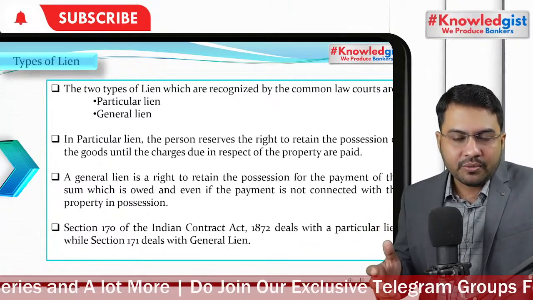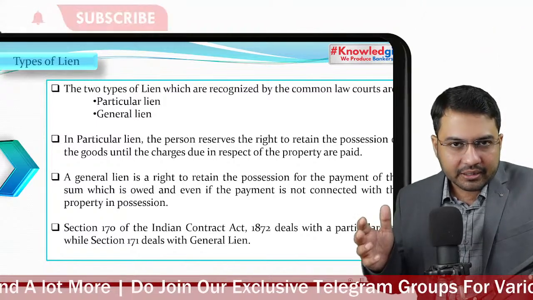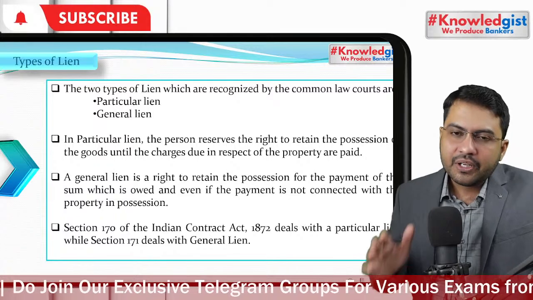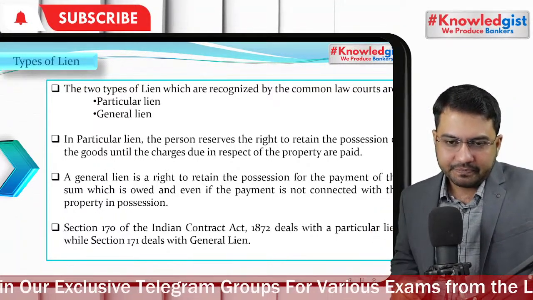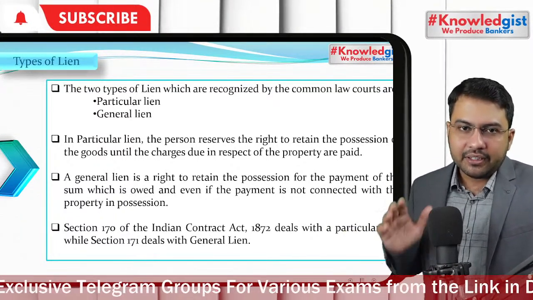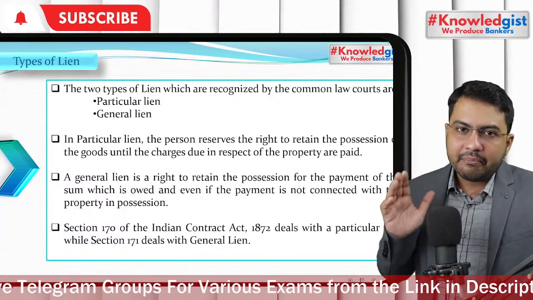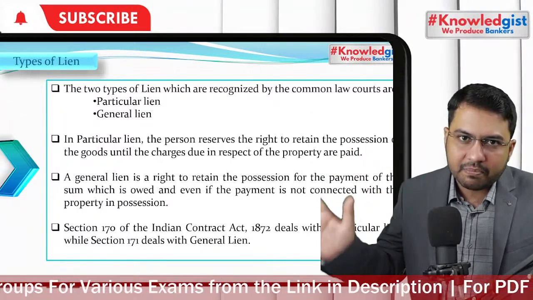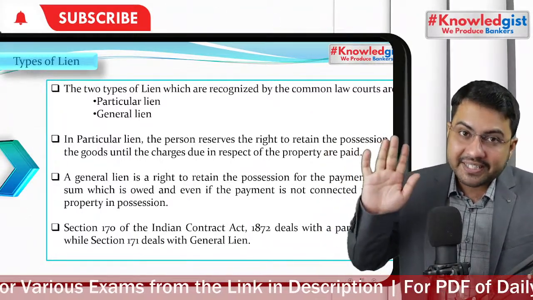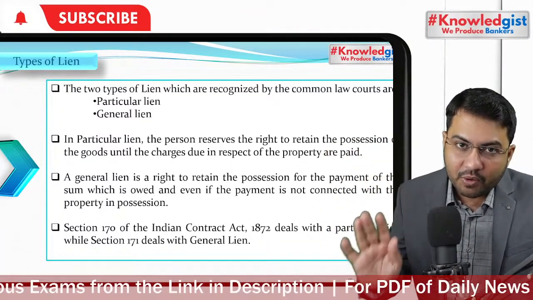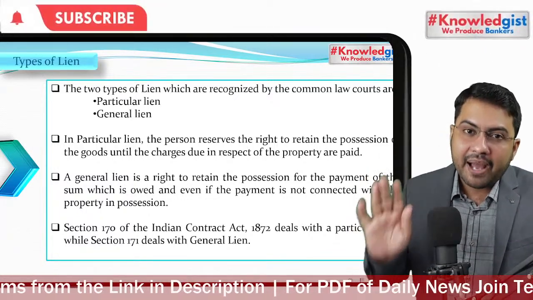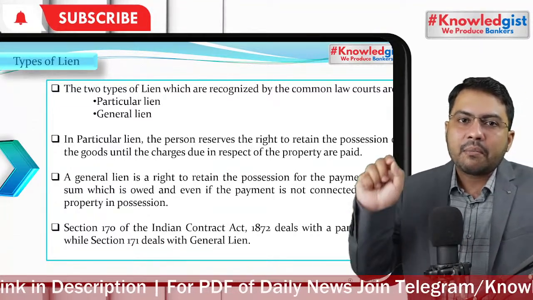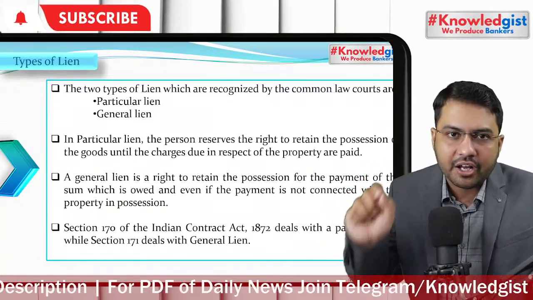But in case there is a loan, and you have money in your savings account, and in the loan the customer is not repaying and nothing is marked lien, in general lien the banker can mark lien on the savings account. The savings account money is not pledged to take the loan, but still, under the provisions of general lien, the bank has the permission to keep the money of the savings account under lien.